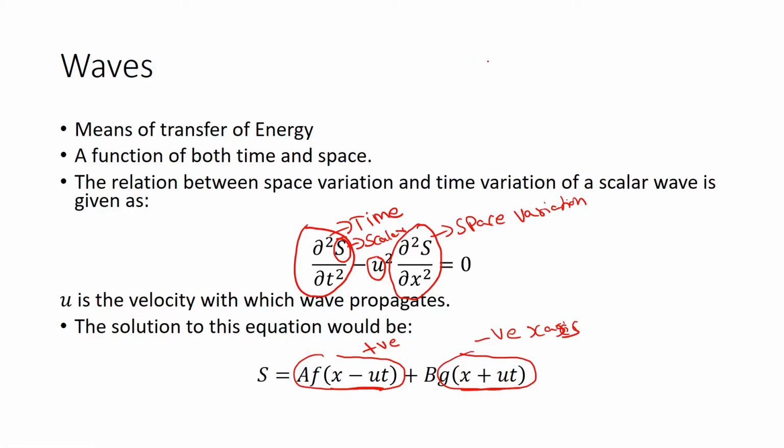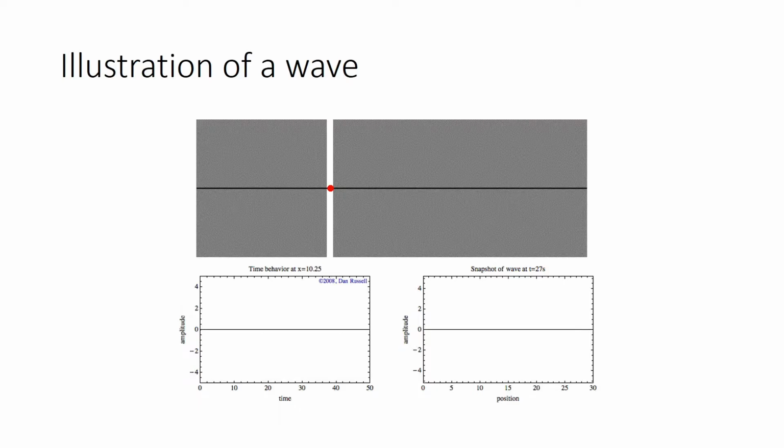So earlier when I said that the wave is a function of x comma t, now it has been modified. It is not a function of x comma t, it is in fact a function of x plus or minus ut depending upon the direction in which the wave is traveling. To illustrate even further about this wave and its time variation and space variation, let me show you an illustration which I have imported from the reference which I have provided at the end of this presentation.